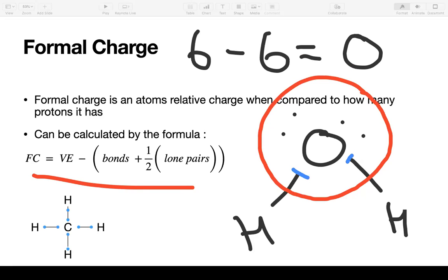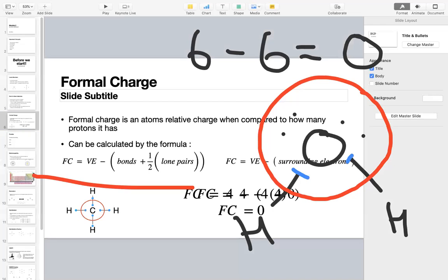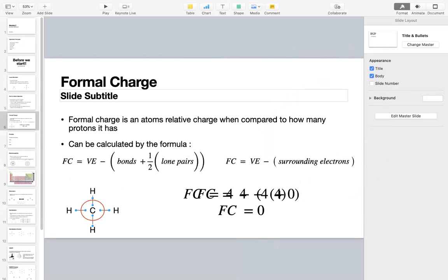And that's how I kind of figure it out. I think it's better than doing all that math. Just kind of look at the molecule and see what's surrounding it.